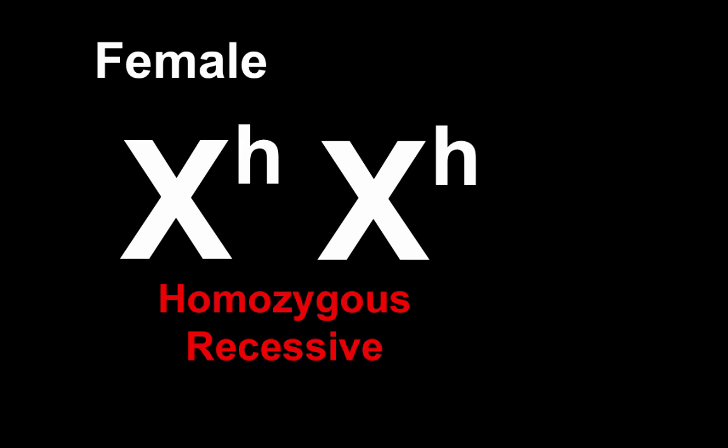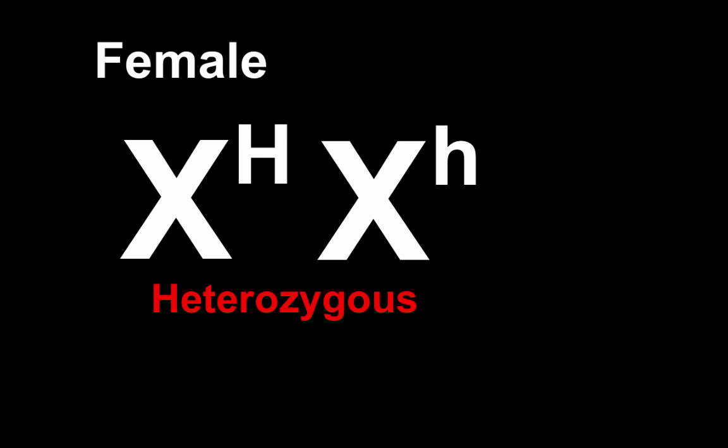So if I look at this without the X's, it looks exactly the same as our regular dominant and recessive. Two big H's, homozygous dominant. This female would be homozygous recessive, so she would have the trait. And this female would be heterozygous. And we're going to use a special term for females who are heterozygous. We're going to call them carriers.